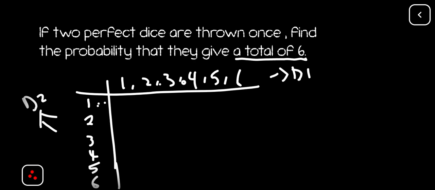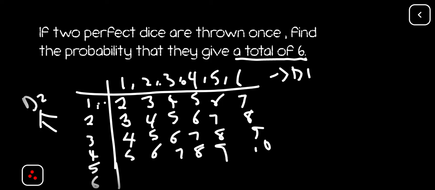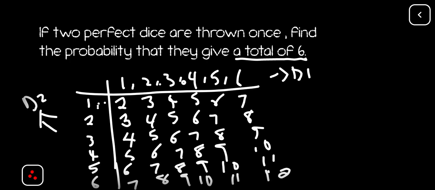So if it is 1 and 1, the total will be 2. If it's 1 and 2, the total will be 3, 1 and 3, 4, then you have 5, 6, 7. 2 and 1, you have 3, 4, 5, 6, 7, 8. For 3, 3 and 1 is 4, 3 and 2 is 5, and then 6, 7, 8, 9. And then 4, you have 5, 6, 7, 8, 9, 10. You have 6, 7, 8, 9, 10, 11. You have 7, 8, 9, 10, 11, 12. All right, so you understand what we're doing basically. We're just looking at the sum of whatever it lands on.